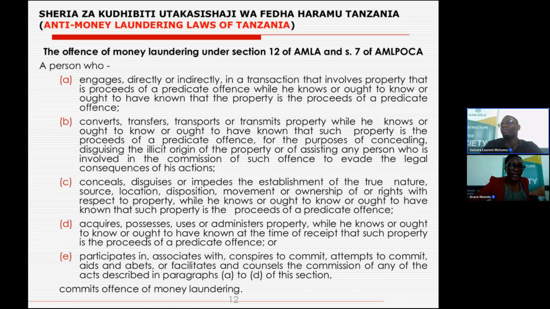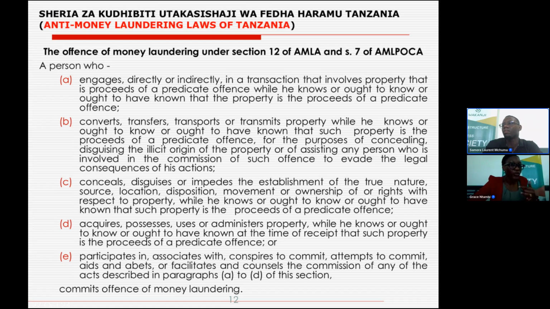So this offense in Tanzania is under the Anti-Money Laundering Act, Section 12, and Section 7 of the Anti-Money Laundering Act, which is for Zanzibar. In Zanzibar, we have the POCA, the Proceeds of Crime Act, and in Tanzania, we have the Anti-Money Laundering Act. So it's similar, Section 12 and Section 7, which talks about engaging directly or indirectly in a transaction that involved the proceeds of a predicate offense, like I showed before. Also converting, transferring and transporting property which was gotten from the proceeds of a crime.